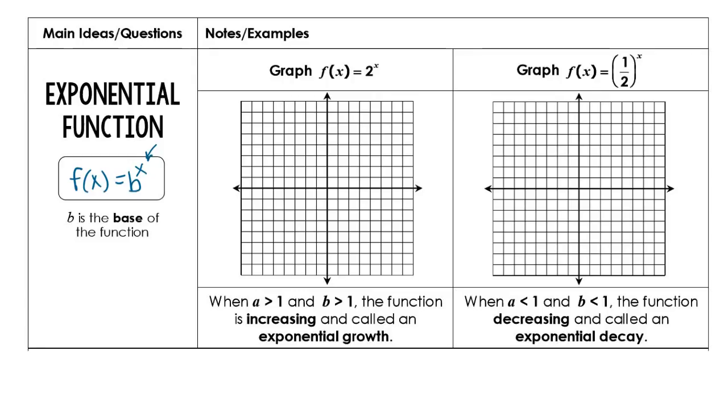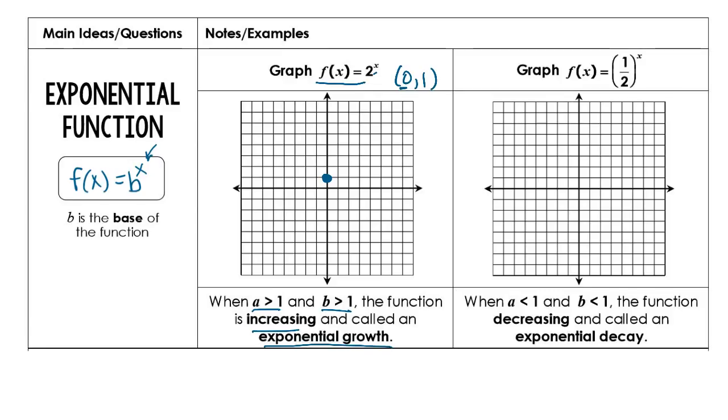So looking over at our graphs, notice it tells us when a is greater than 1 and b is greater than 1, the function is increasing and called an exponential growth. So an example of that would be f of x equals 2 to the x power. Now a point that is always on this graph is going to be the point 0, 1. And that's because if we evaluate this function when x is 0, we're going to have 2 to the 0 power, which is always 1. So we have this function going through the y-intercept at 0, 1.